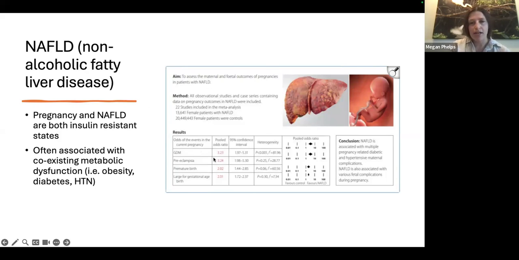And so if you see right here, the odds ratio of having GDM is 3.23, preeclampsia 3.24 for maternal outcomes. For fetal outcomes, the odds ratio for premature birth is 2.02, and an LGA baby 2.01. And so it is associated with complications for the fetus and the mother. And it's often associated with other kinds of metabolic dysfunction: obesity, diabetes, hypertension.